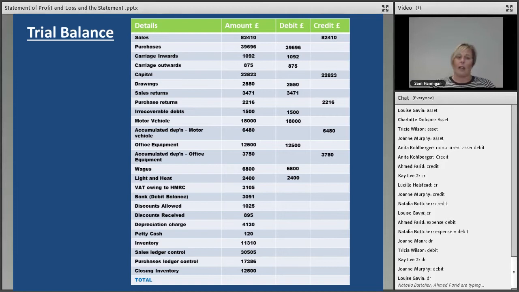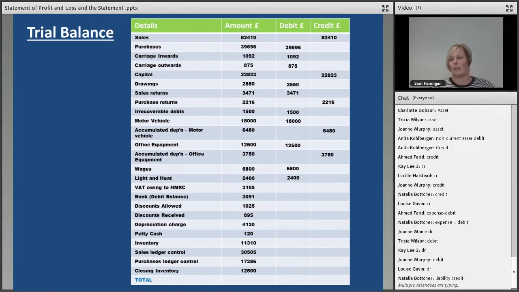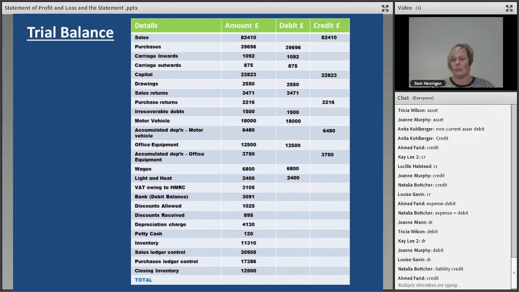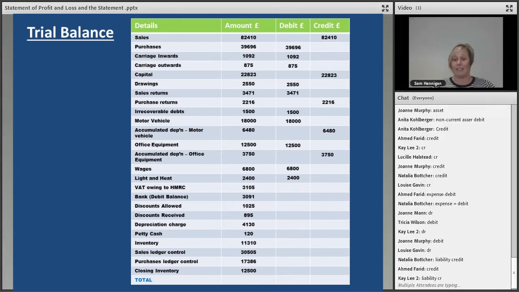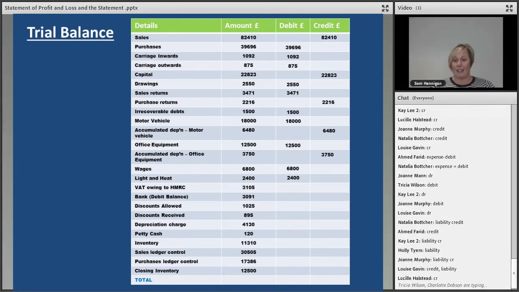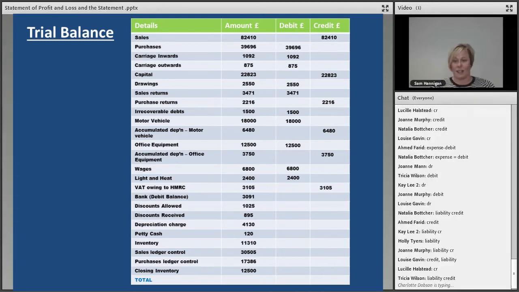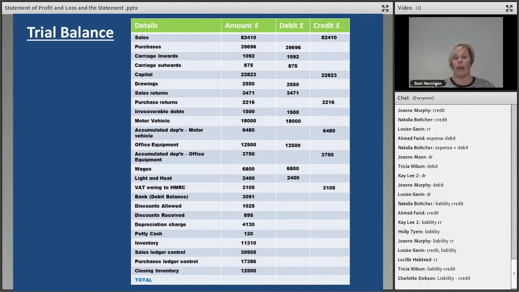What about then if we owe money to HMRC? What is it classed as and what side does it go on? Fantastic. What a team. Okay, so yeah, it's a liability. We owe the money, so it's going to be credited in the accounts until we've paid it.